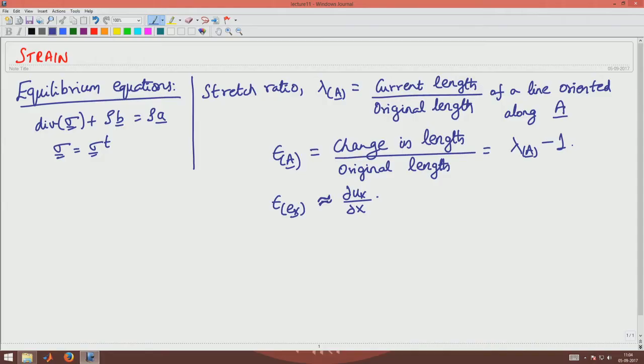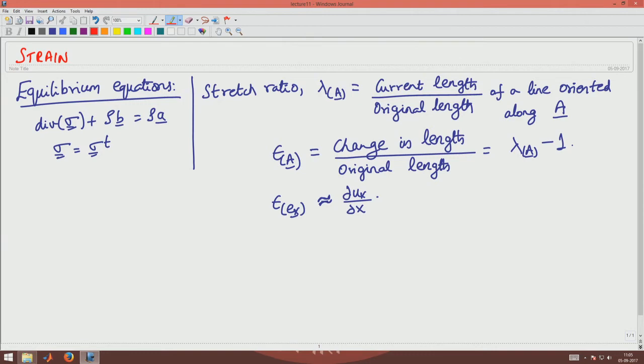In particular, we saw the definition of a stretch ratio. We defined the stretch ratio as the current length by its original length for a line element oriented along a direction A. Similarly, we define the linearized strain or the engineering strain as change in length by original length, which was lambda A minus 1, and we showed that if the line element is oriented along the x direction, then the linearized strain or the engineering strain along that direction would be dou u x by dou x, where u of x is the displacement component along the x direction.